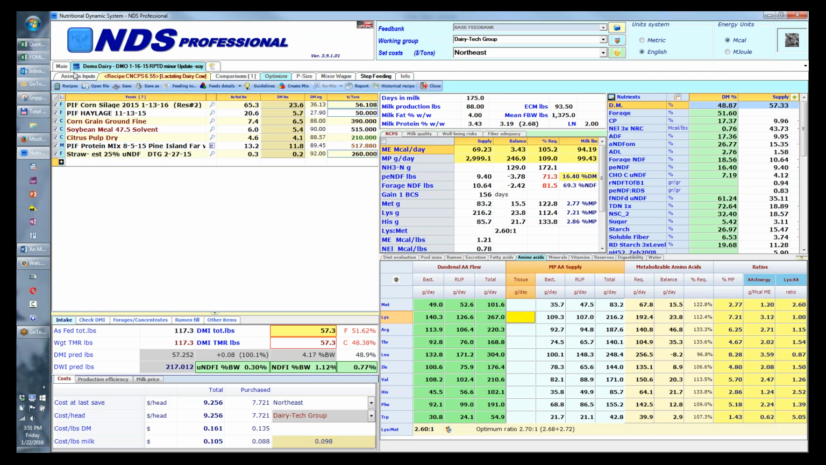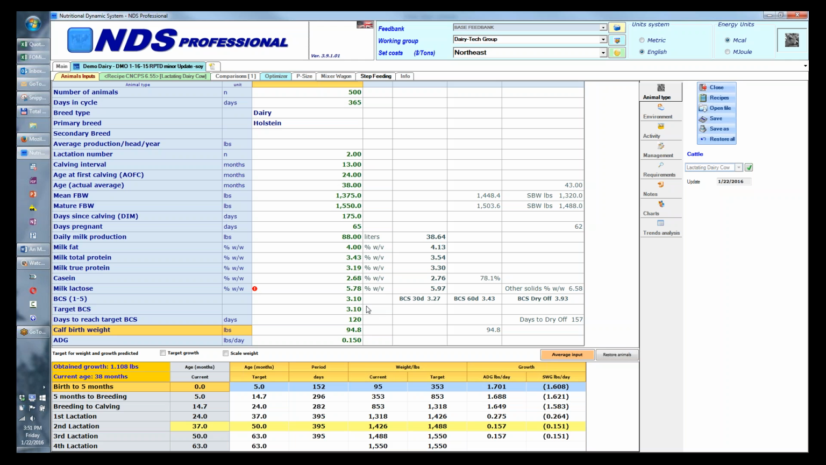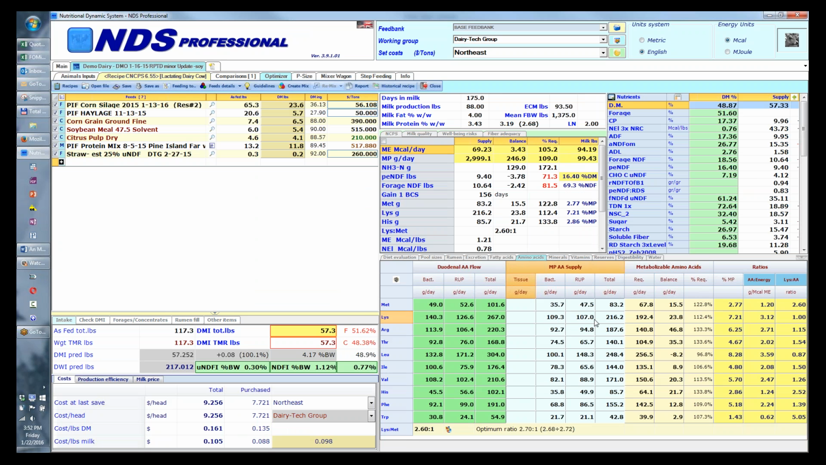But this will work the other way. If I were to go in and change this cow from 3.1 now and say that she is going to be gaining a condition score, so let's make her finish up at 3.75, and let's say that she's going to do that 90 days from now. I'm just throwing some numbers in there. If we go back and look at our requirement over here, we see that the requirement has changed.